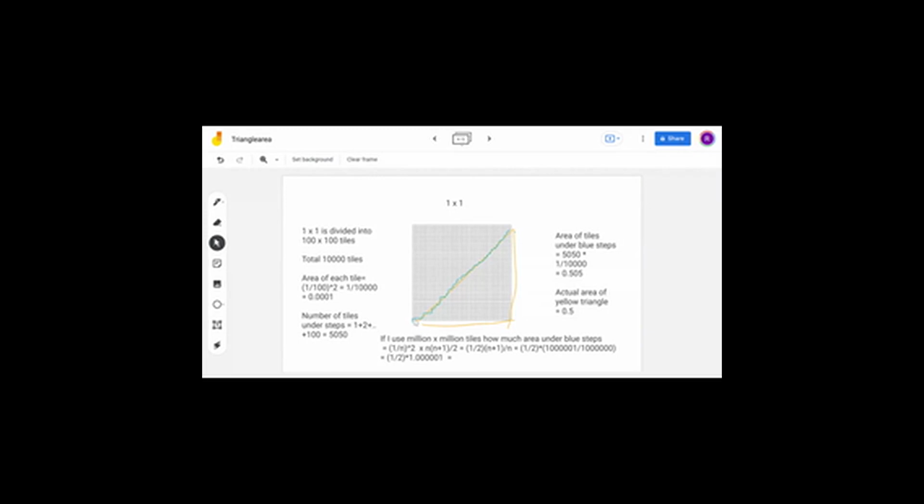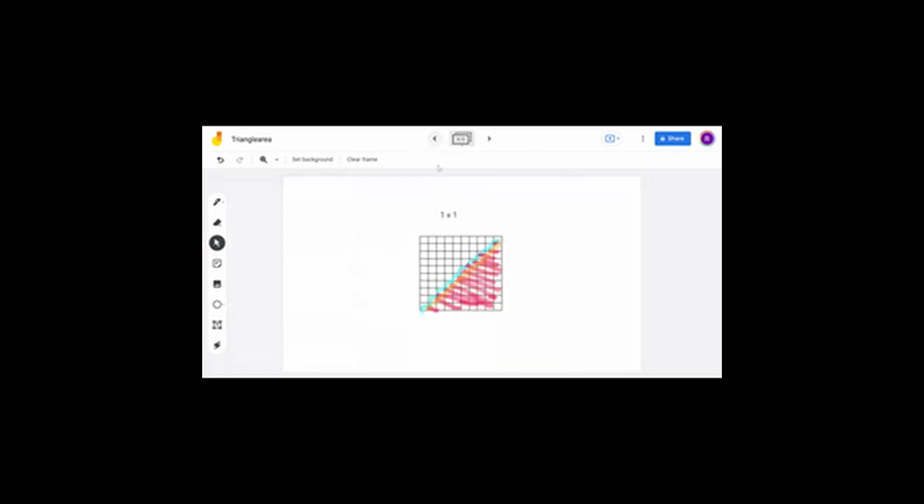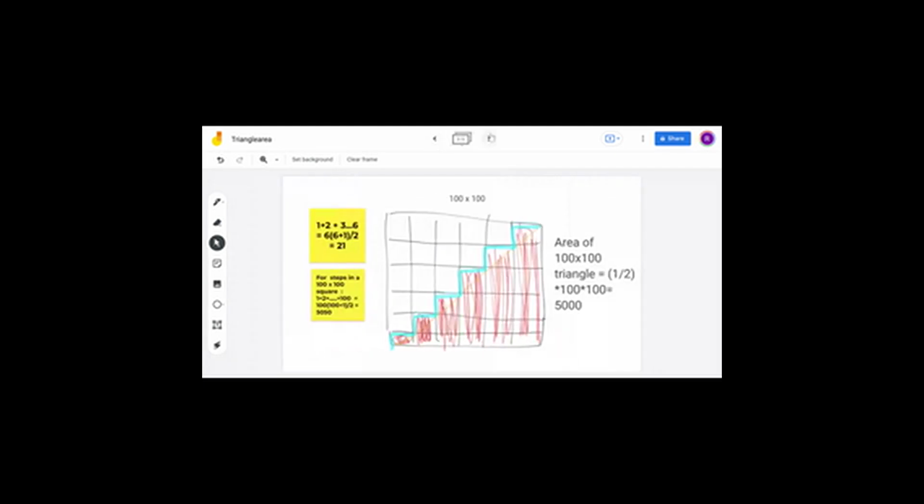But the area of each tile is how much? Is the area of all the tiles under the steps 5,050, or is it less than 5,050? What is the area of all the tiles under the steps? Like the area of all these tiles under the steps, the red tiles. Pretend this is 100, this is 100. What is the area of all the red tiles? So I'm marking all these tiles as red. 0.0001 into 5,050.